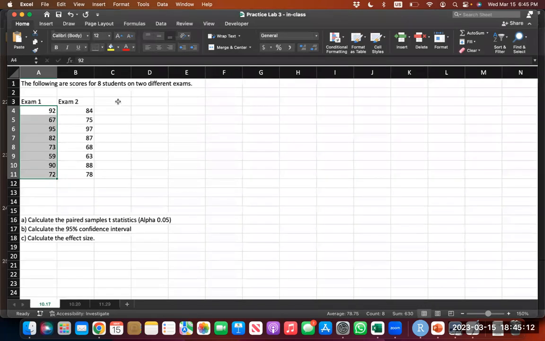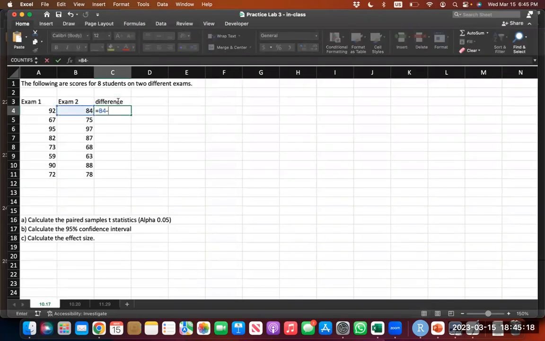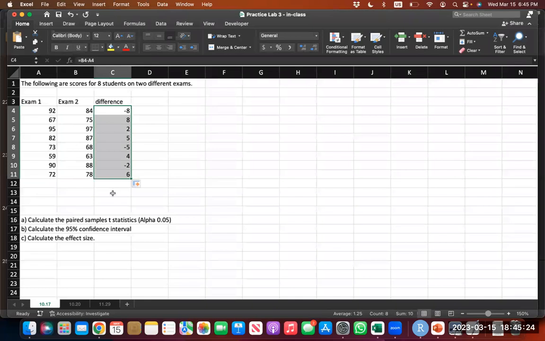The way you would approach this is by calculating a difference from exam 2 minus exam 1. Gets you basically the change over time. Then you just need to calculate an average.